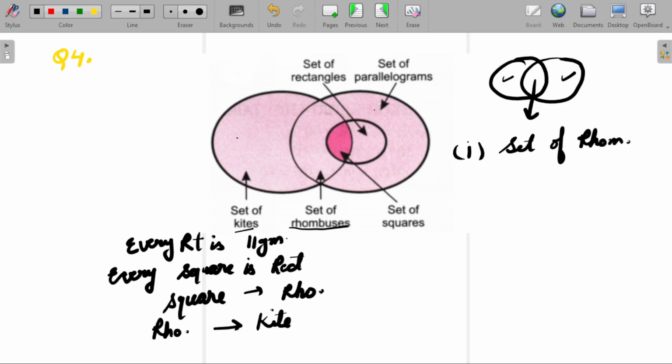Question number 2. Can there be a quadrilateral that is both a kite and a rectangle? So a quadrilateral which is both a kite and a rectangle. Rectangle is this, kite is this, so there is nothing common, right? One figure is this area and one figure is this area. Nothing is common in them, so the answer will be no.